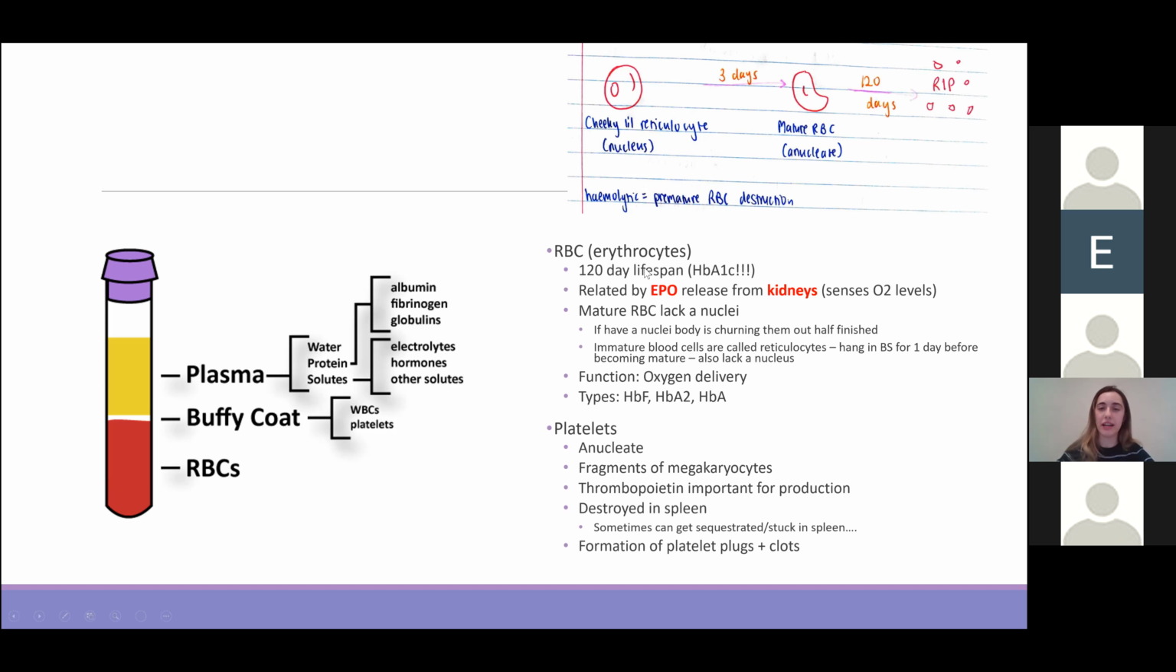They have a 120-day lifespan, so you would probably know that from the HbA1c tests that you do in diabetics to check their control. They're used for oxygen delivery, and these different types are really important when we talk about hemoglobinopathies. So just keep those in mind. And then you've got your platelets, which we'll talk about as well with some of the disorders later. But again, they're also destroyed in the spleen, which is important, and they're involved in your platelet plugs and then clots, so they're quite important as well.